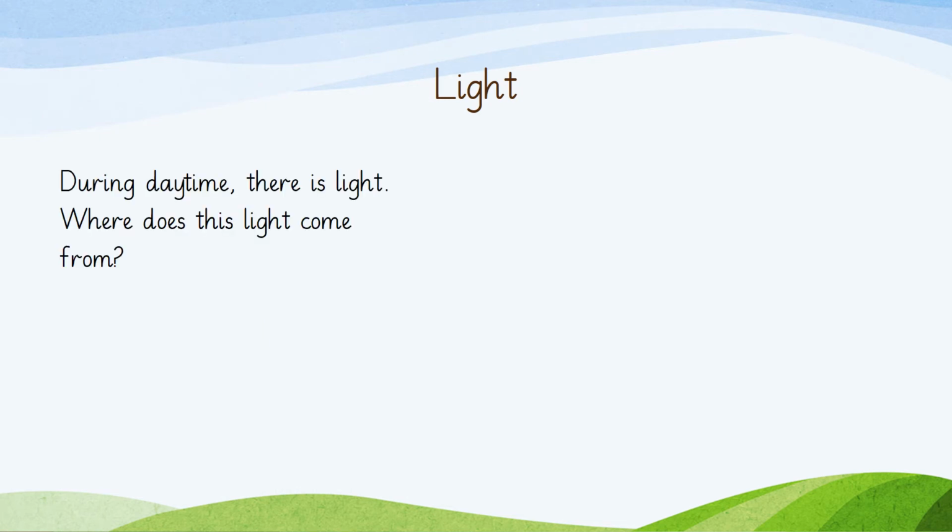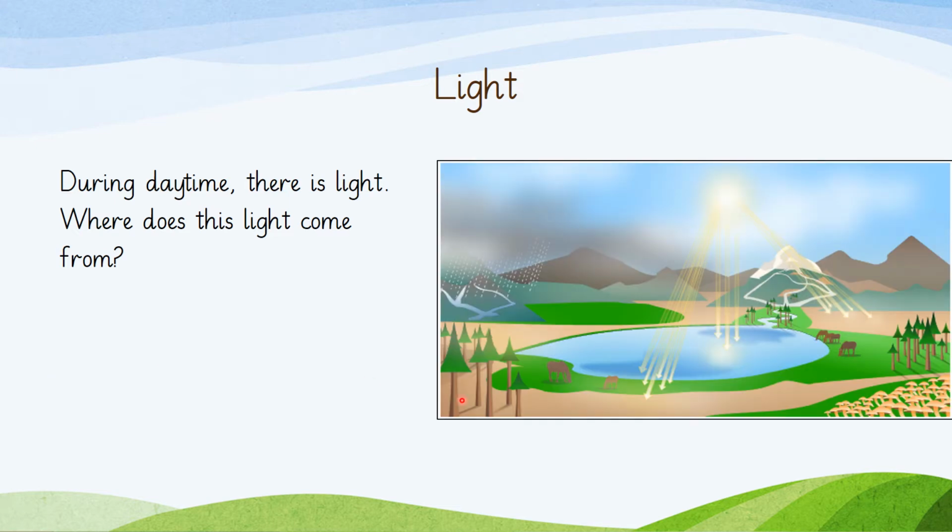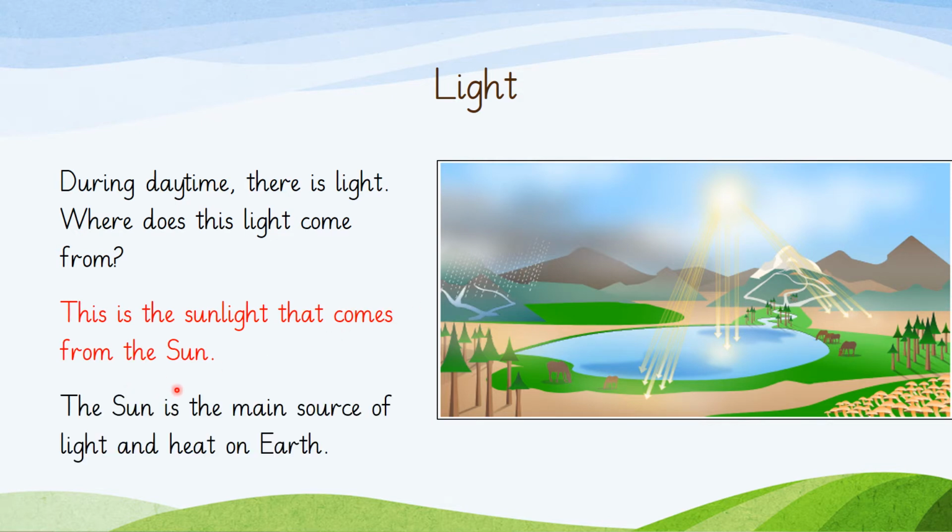Another factor important for life is light. During daytime, there is light. Where does this light come from? You can see this is the picture of a day. The light that you see is coming from the sun. The sunlight comes from the sun. Sun is the main source of light and heat on the earth. So where does this light come from? The light that we see on the earth comes from the sun.